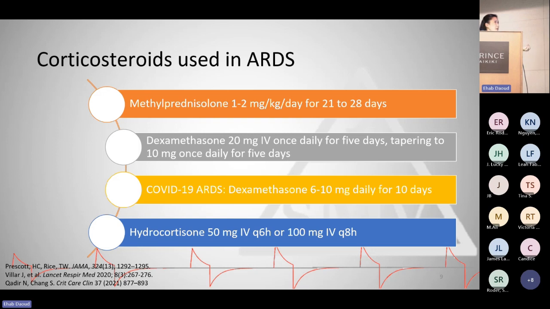Okay, then we have dexamethasone. So the DEXA-ARDS studies actually established this dexamethasone dose of 20 milligrams IV once daily for 5 days, and then you taper it after that. And then you have the COVID-ARDS dose, everybody knows now, Decadron, dexamethasone 6 to 10 milligrams daily for 10 days. You can do either oral or IV. And lastly, we have hydrocortisone. This is the sepsis stress dose for steroids, so it's the 50 milligrams Q6 or the 100 milligrams Q8.